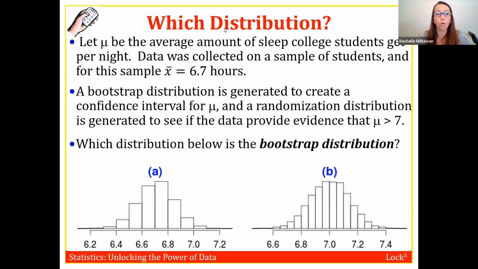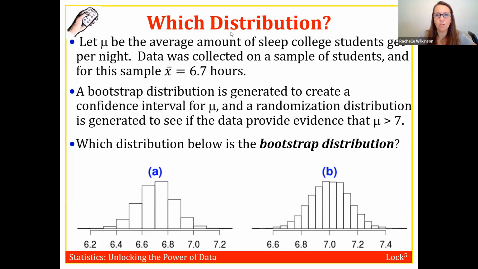So I'm going to do a poll rather than the window this time, so your answers can be all anonymous. There are two distributions given down here, A and B. Which one do you think is the bootstrap distribution?